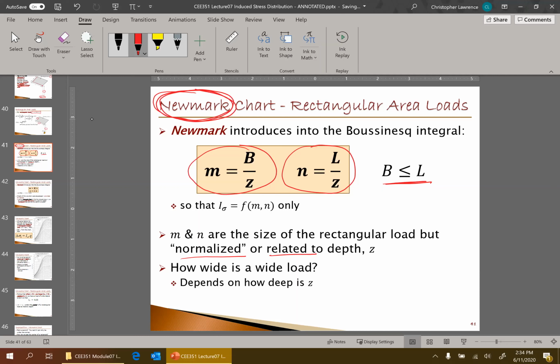Now we have a function of only two things. We have a function of m and n, not B, L, and Z, but a function of m and n. Okay? So again, this relative width, how wide is a wide load, depends on how deep is the point of interest.